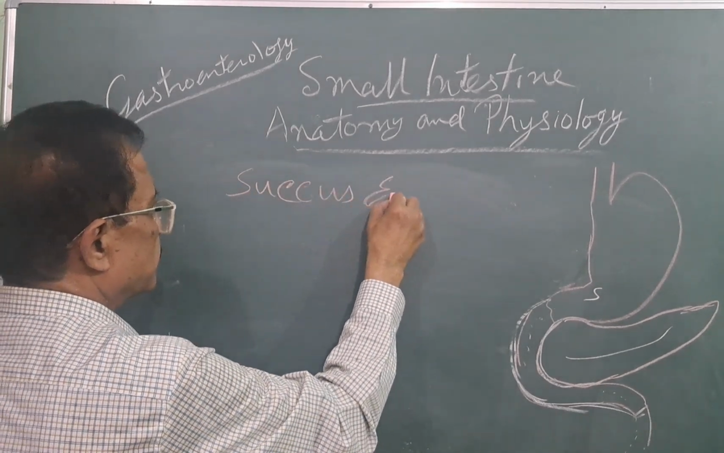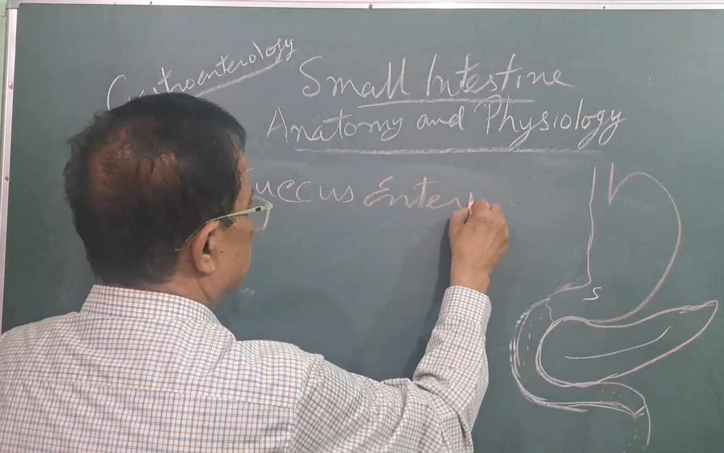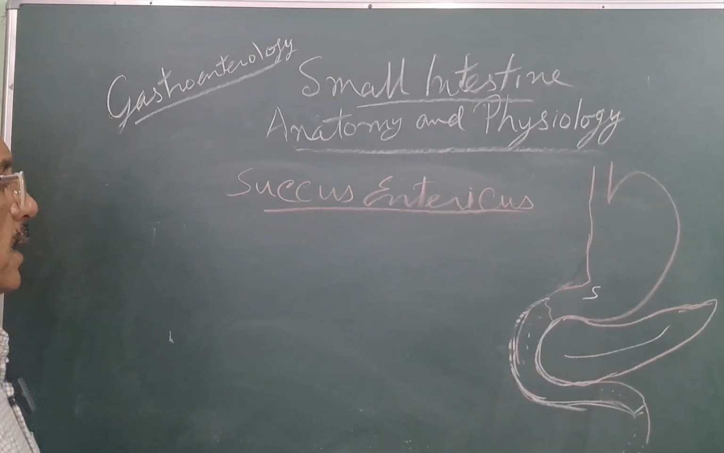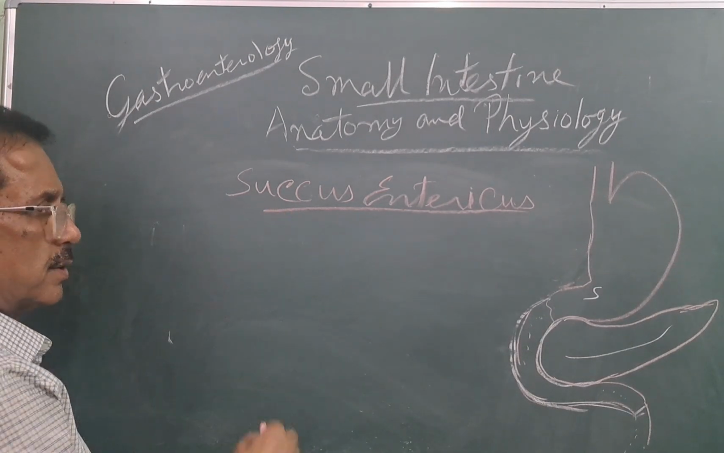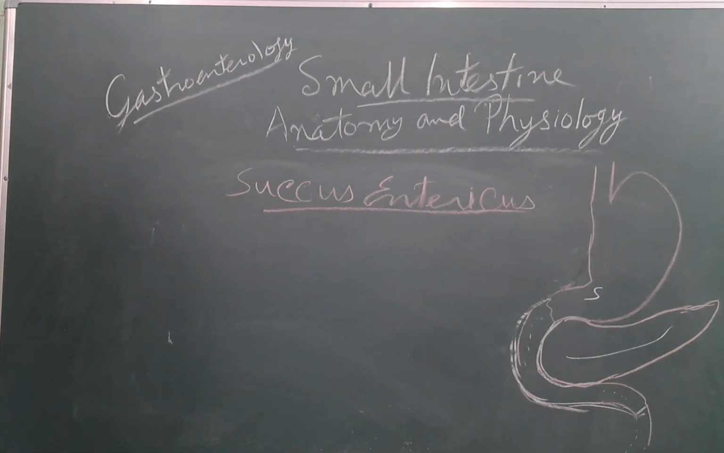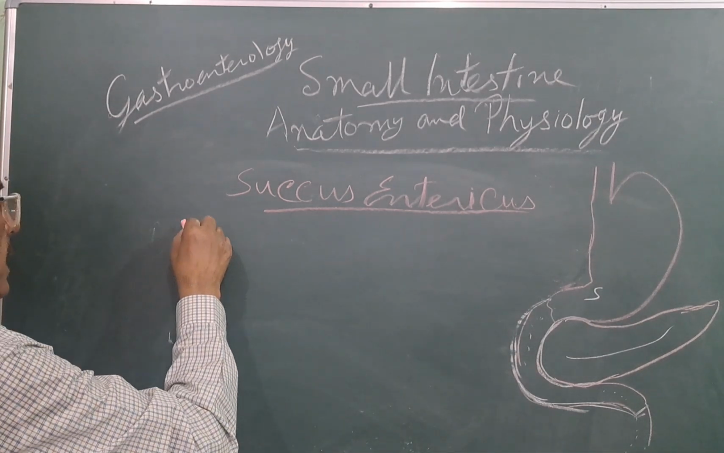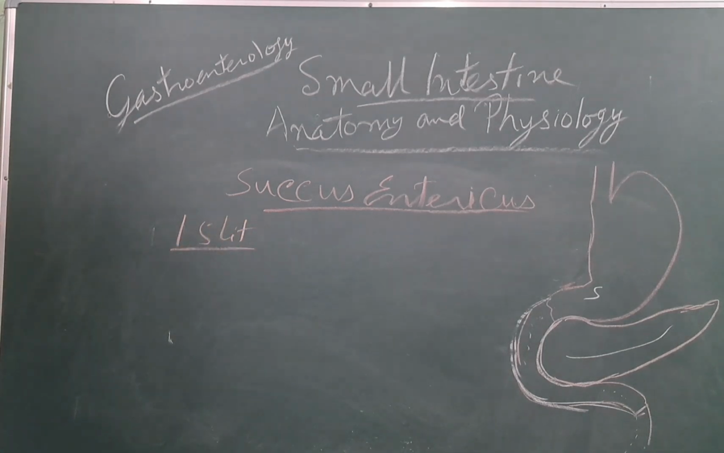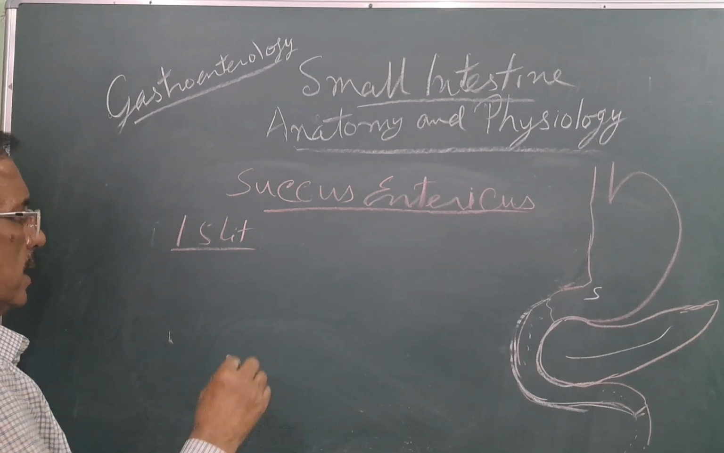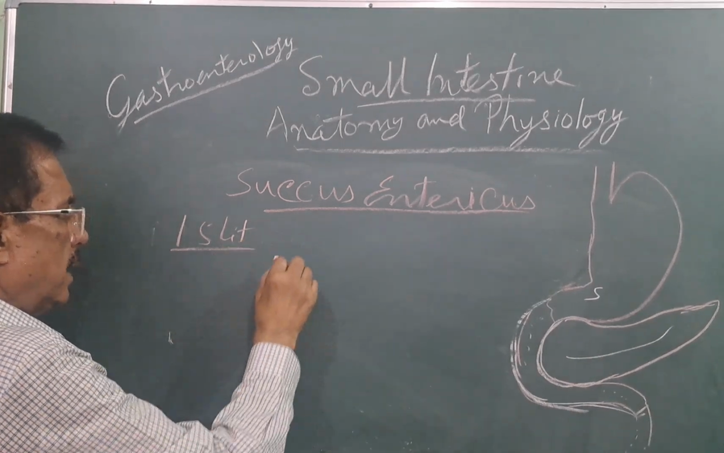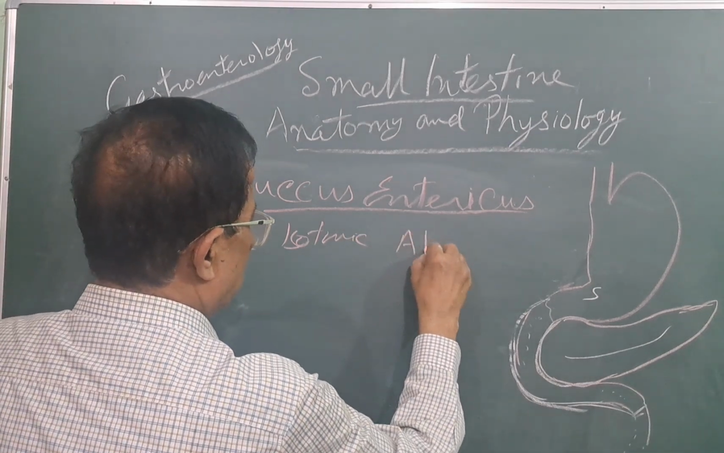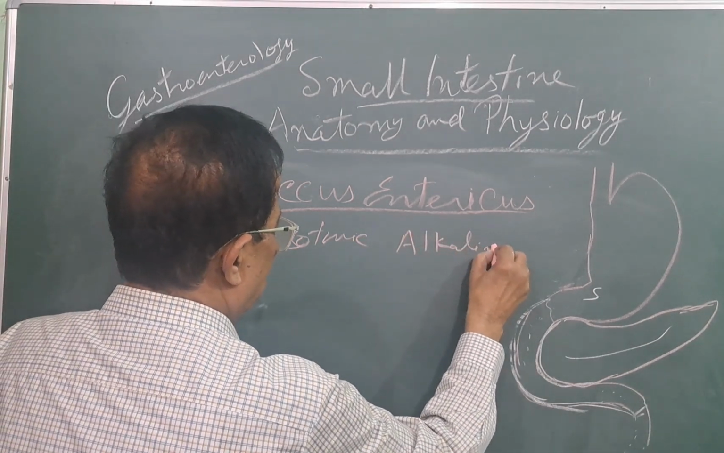Succus entericus. The secretion of the small intestine is known as succus entericus, or simply intestinal juice. The daily secretion is about 1.5 liters, isotonic and alkaline in nature.